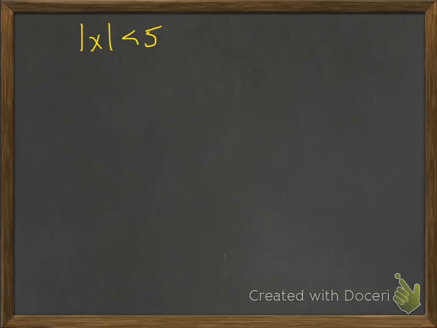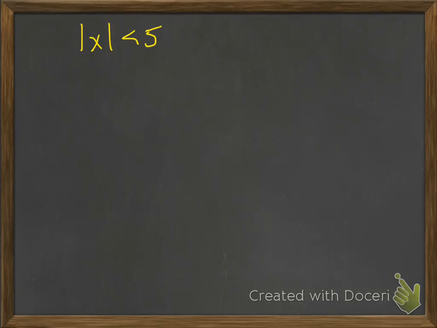We're going to take a look at a couple examples of absolute value inequalities and solving them. There are really two types: an AND type and an OR type. They both involve compound inequalities.